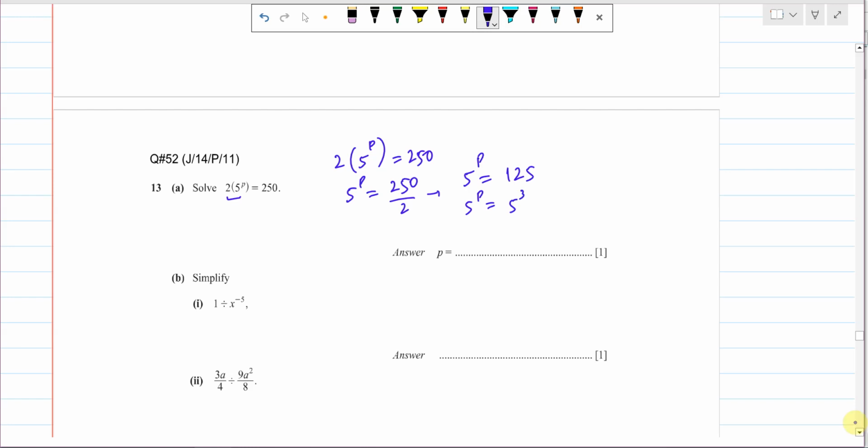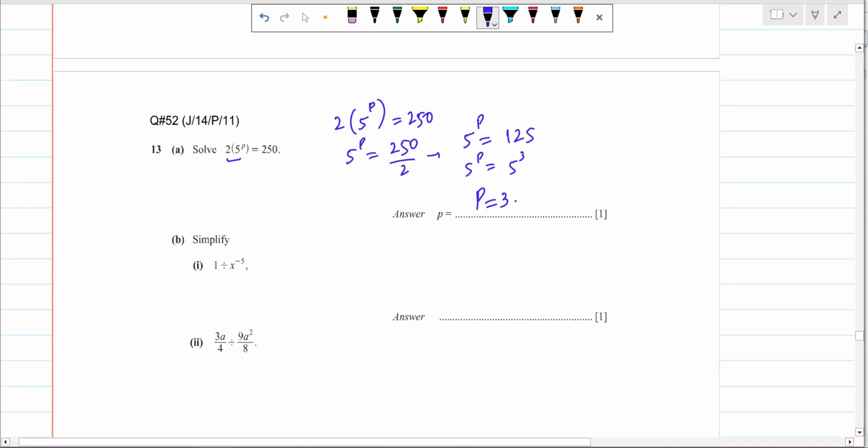125 is 5 power cube, so p equals 3. Answer. Next one. It says 1 divided by x minus 5. So 1 divided by x minus 5. If this x minus 5 comes up, what will it become? x power 5. Answer. Next.